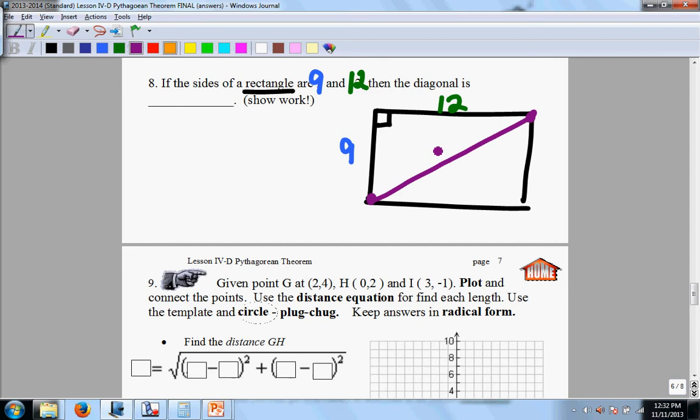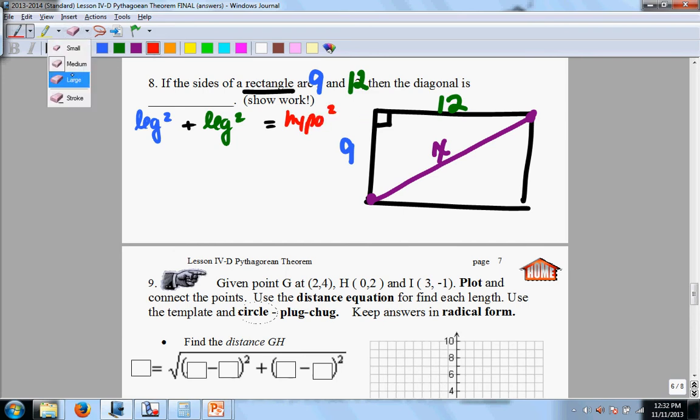Since it's a rectangle, you have a right angle, so the diagonal is simply the hypotenuse of a right triangle. So you use your right triangle Pythagorean theorem equation, which is leg squared plus leg squared equals the hypo squared. And then you circle, plug, chug.